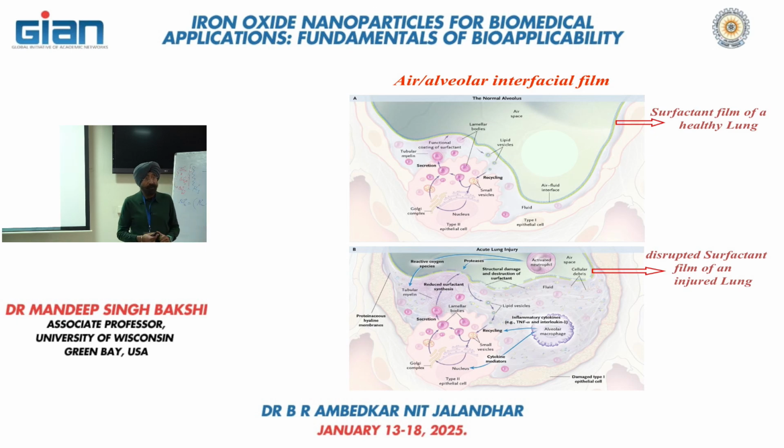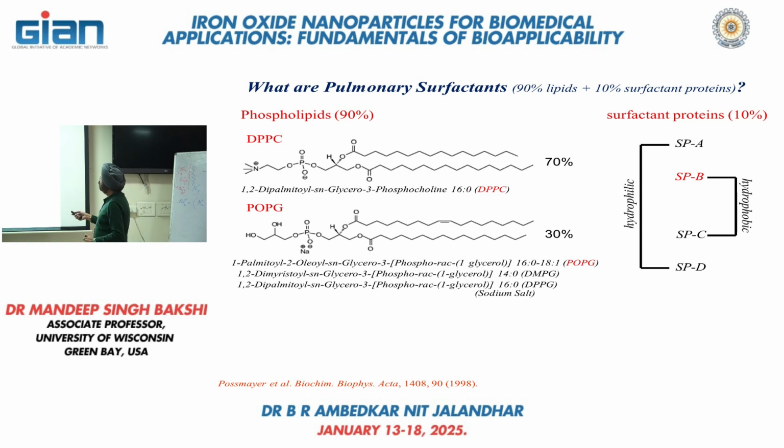Phospholipids are the biological surfactants. Among them, we have a combination of 70 to 30 percent: 70% DPPC, 1,2-dipalmitoyl-sn-glycerol-3-phosphocholine, and POPG. So here are the names for different ones: POPG, DMPG. POPG means it is a C16 to C18 combination, DMPG is C14, and DPPG is C16. All these are sodium salts, or they may or may not be, but the sodium salts are highly water soluble, so we can solubilize them.